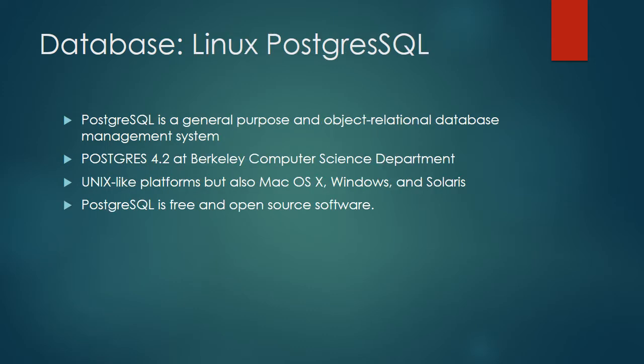Postgres SQL is a general purpose and object relational database management system, the most advanced open source database system. Postgres SQL was developed based on Postgres 4.2 at Berkeley Computer Science Department at the University of California. Postgres SQL was designed to run on Unix-like platforms. However, it was then also designed to be portable so that it can also run on various platforms such as Mac OS X, Windows, and Solaris. Postgres SQL is free and open source software.